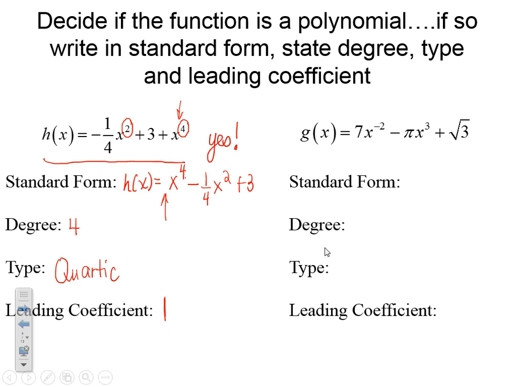Now let's do the second one. G of x equals 7x to the negative 2. Ooh, negative 2. That exponent is negative. Therefore, this is not a polynomial. So I will not answer these questions.